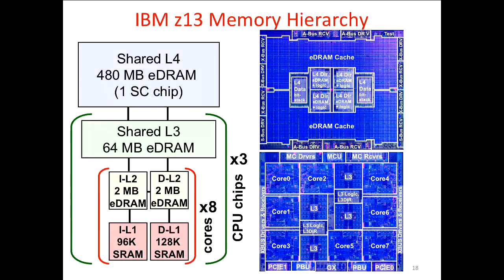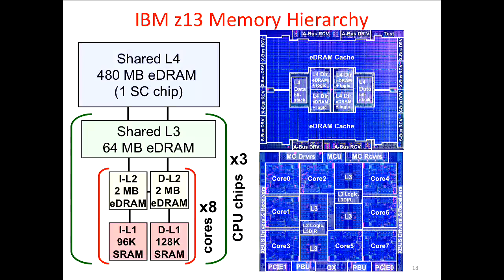Now, the next level out is the shared level 4 cache, and this is 480 megabytes of cache, and this lives on a single chip. This is the plot of the chip here, and here you see the data part of the cache. And here, what they call L4 DIR, those are the directory bits, those are the tags. So DIR is where the tags live. Notice the tags are in the middle, and all the data is spread out around the rest of the chip. Actually, you see here, for the CPU side, the level 3 tags are held here, and these are the data portions of the level 3 cache, right?